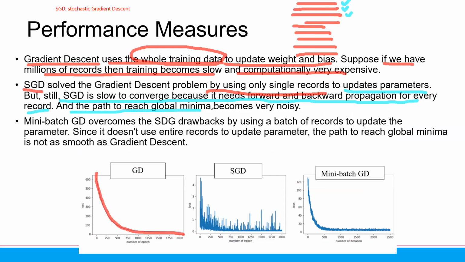And the path to reach the global minimum becomes very noisy. So if you look at this figure, when we have the stochastic gradient descent, it will not be very smooth like the gradient descent. It will be very noisy, and sometimes we cannot find out when is the best epoch.